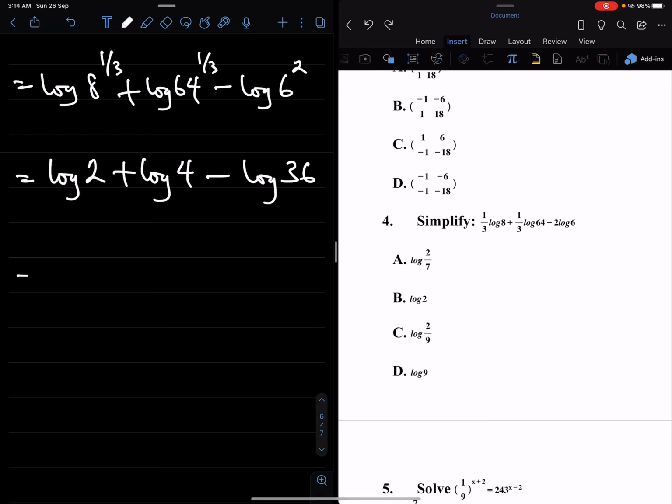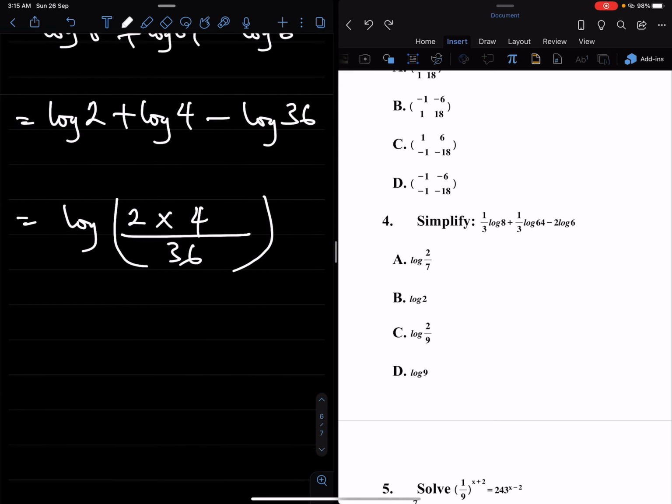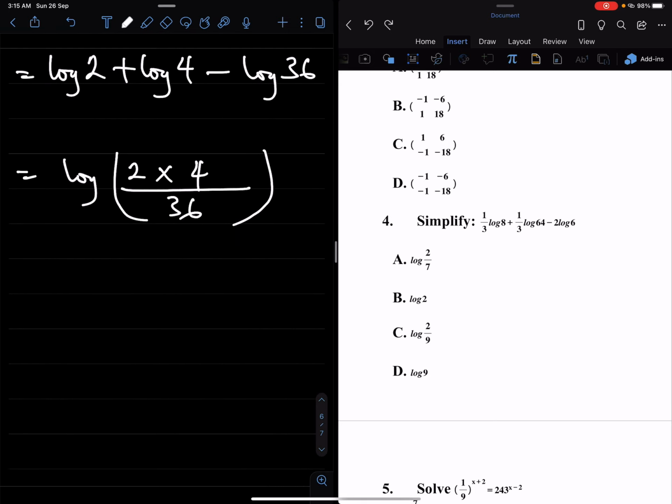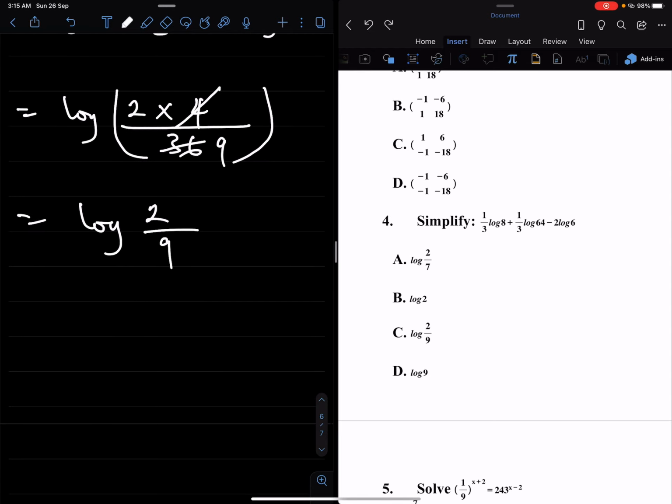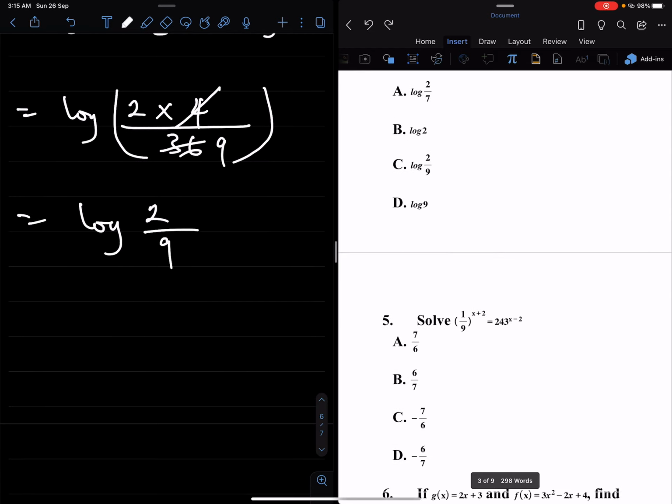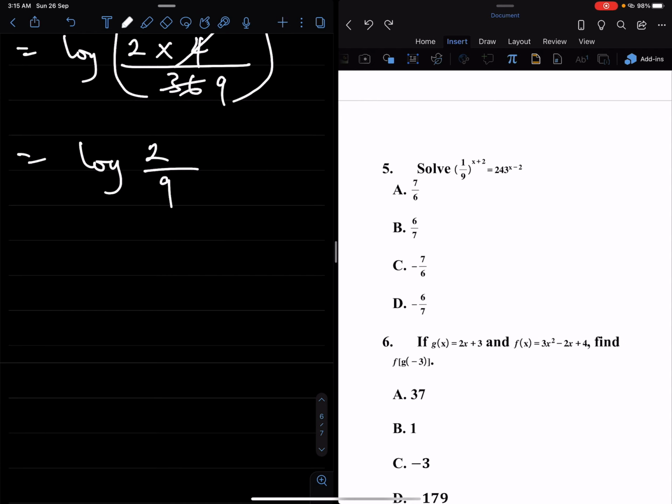And that's the same as log of 4 divided by 36. That's just simply applying one of your rules of logarithms. And that gives 1 over 9. And that's log 1 over 9. And the option that matches that is C. That's option C. And that goes straight to number 5.